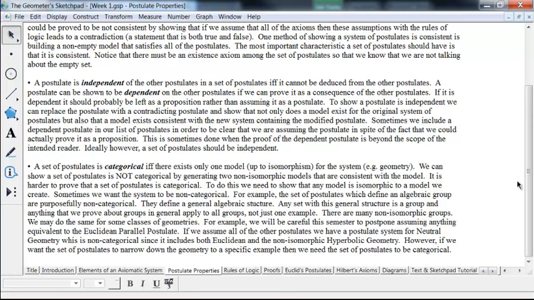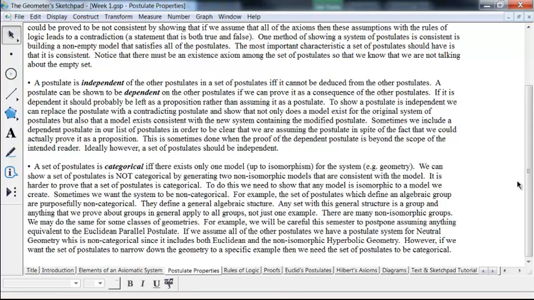So if there's only one model up to isomorphism for the system, say a geometry, then that set of postulates is categorical. And to show it's not categorical, we could take 2 models that are consistent with all of the postulates and then somehow show that they're not isomorphic. So we'd have to show that there's some theorem that works in one but doesn't work, or some statement that's true in one that's false in the other one, and yet they still satisfy all the original set of postulates. That would be if it's non-categorical, you could do that.